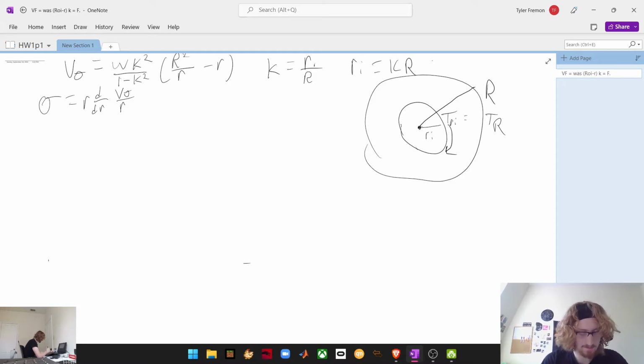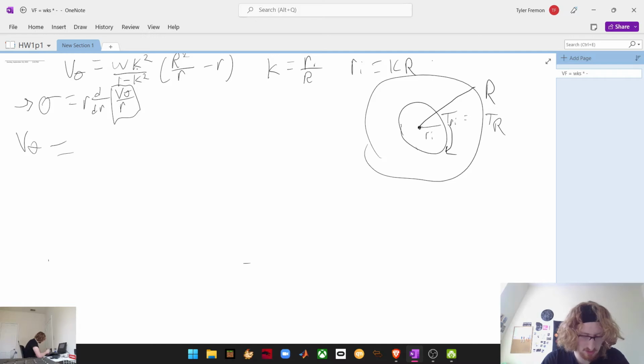Then we have the shear rate. The shear rate can be defined as r, or a given radius, times the derivative of the velocity function divided by the radius with respect to the radius. So our goal here is to define the shear rate using this expression. So we're going to start off with V theta, and the first part we're going to take care of is this V theta divided by r.